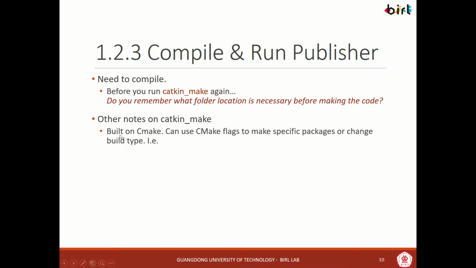Catkin make is built on top of cmake. Cmake is another technology that allows us to compile code in a more efficient way. So given that catkin make is built on top of cmake, we can use cmake flags for many things, in particular to make specific packages or change the build type. Let me give you these two examples.